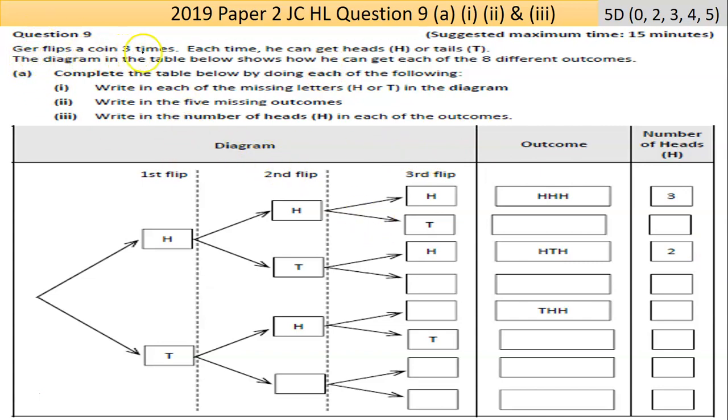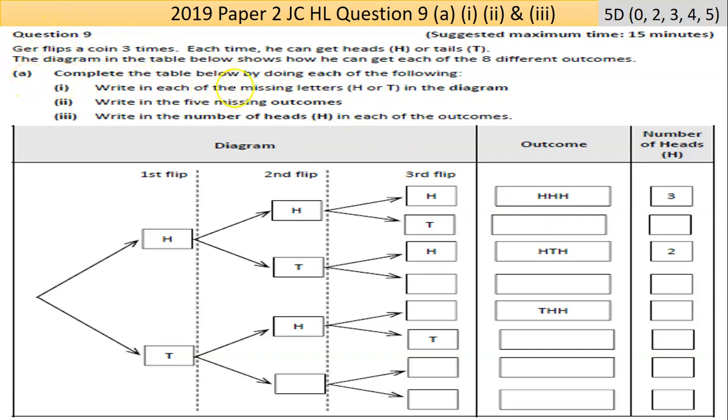So Jer flips a coin 3 times. Each time he can get heads or tails. The diagram in the table below shows how he can get each of the 8 different outcomes. Okay. So this is a classic independent event in terms of probability speak. And it's worth noting that every time you flip a coin, the previous thing that happened doesn't affect what's happening now. That's not always the case in probability, but that's the most obvious case. So that may or may not affect this answer here.